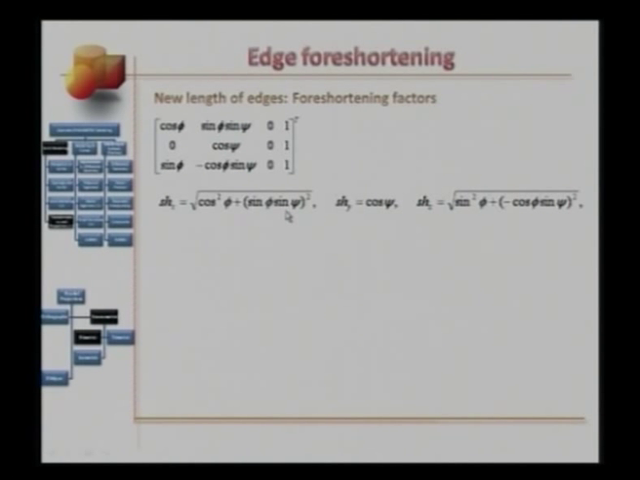So, the new length. Correspondingly, the change in length along the y direction will be SH sub y, which will be given by cosine psi. The factor change in length along the z direction will be given by SH sub z, which will be equal to the square root of sine squared phi plus cosine squared phi times sine squared psi, right here, plus 0 squared, which does not appear here. So, these three are the new lengths of the edges. These are the corresponding foreshortening factors along the three principal directions.